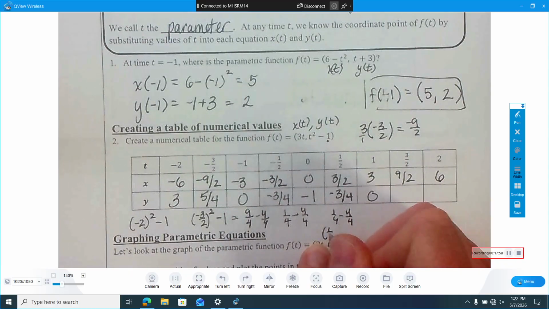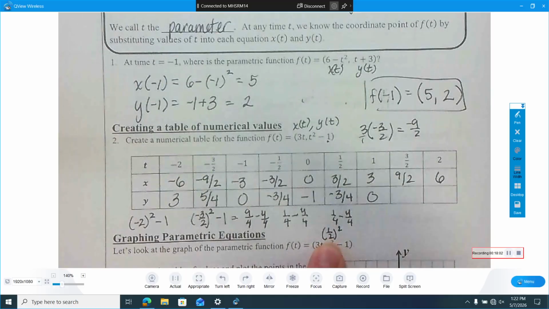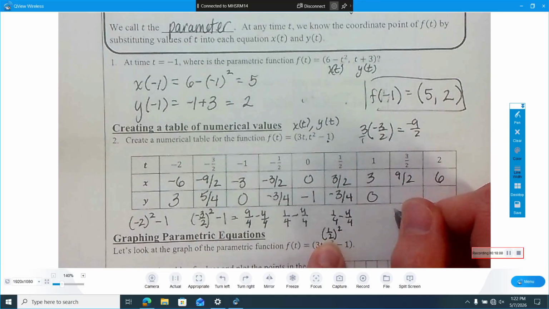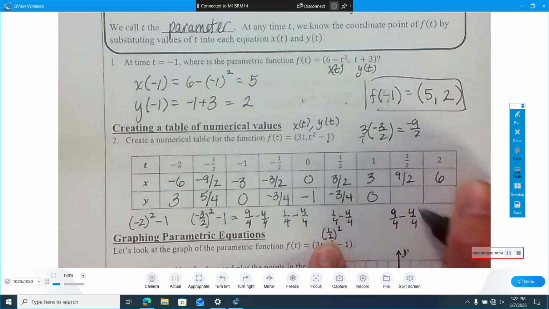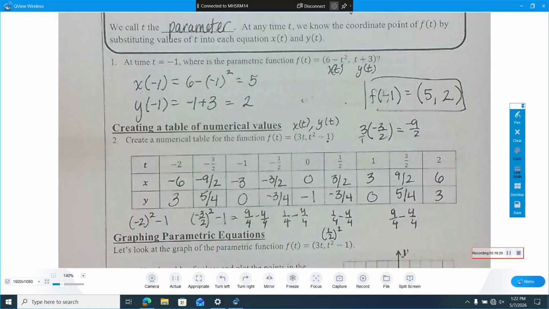It is 1/2 being squared. Yeah? Good. Okay, good. All right, so we now have plugging in 3 halves. What is 3 halves squared? 9/4 minus 4/4 is 5/4. Very good. And then 2 squared is 4, minus 1 is 3.